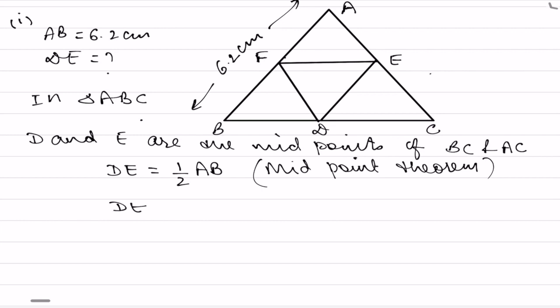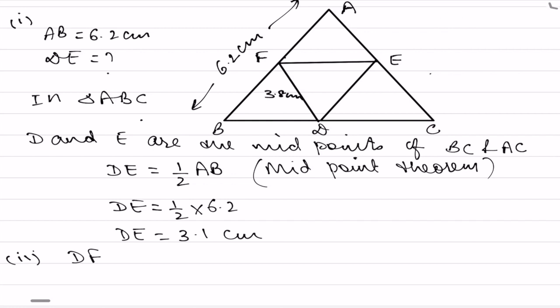Now, we will put the value DE is equal to half of 6.2, that is 3.1 centimeter. This is the first part. Similarly, we will do the second part. In the second part, they have given DF, this DF is 3.8 centimeter, and we have to calculate AC, this side.